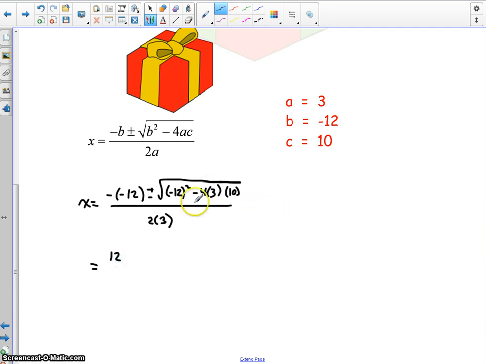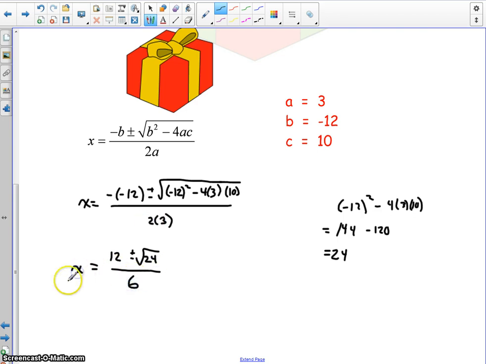That's going to give me positive 12. Off to the side here, I can do this in my calculator or do it step by step. I'm going to have negative 12 squared minus 4 times 3 times 10. That gives me negative 12 all squared, which is 144, and minus 4 times 3 times 10, which is 120. So I get 24. So I get 12 plus or minus the square root of 24 all over 2 times 3, which is 6.